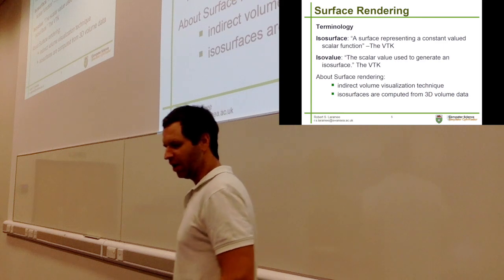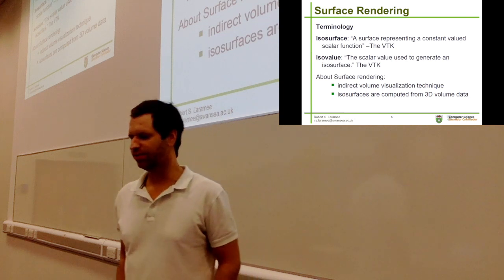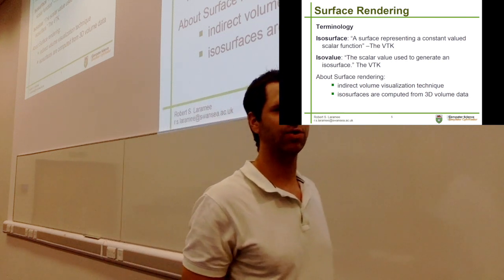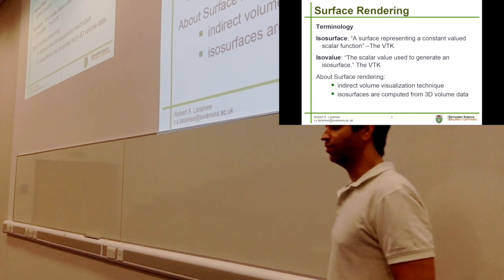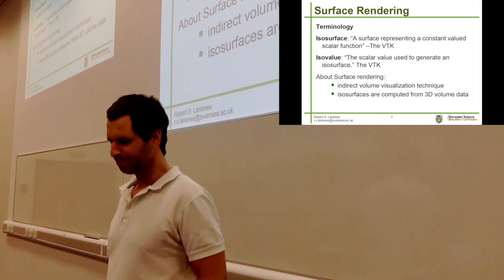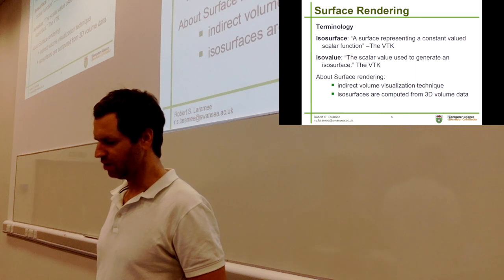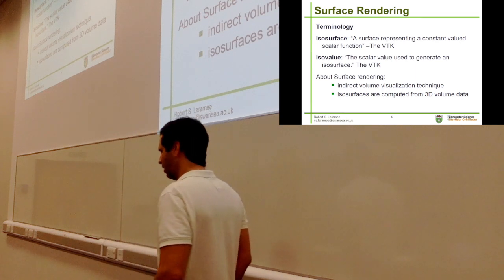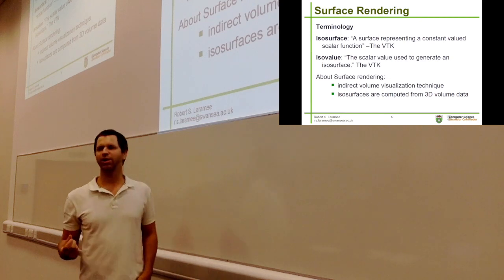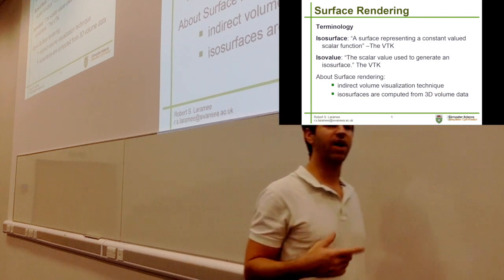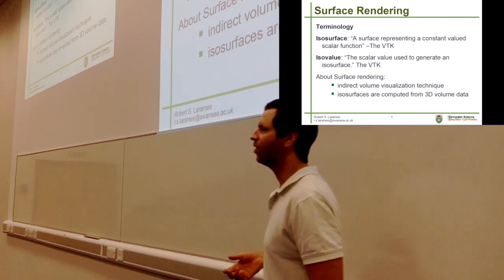The first term is called an isosurface, a surface representing a constant valued scalar function. Now, what does that mean, a surface representing a constant valued scalar function? An isosurface is a surface that has a special property, and the property is that every value on that surface is the same, or a constant value.